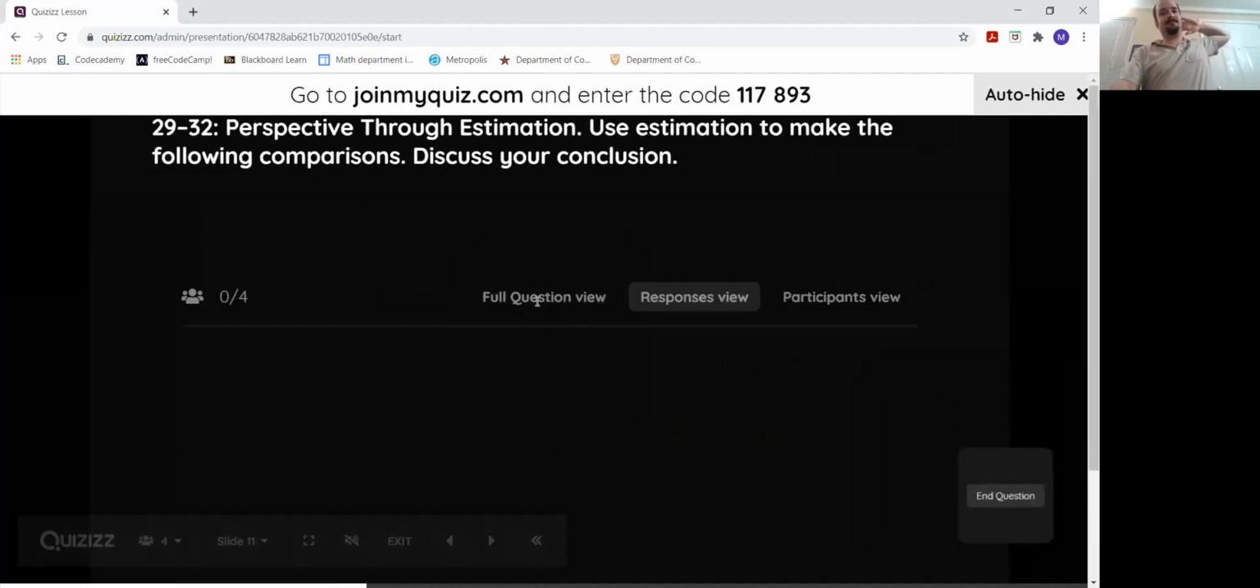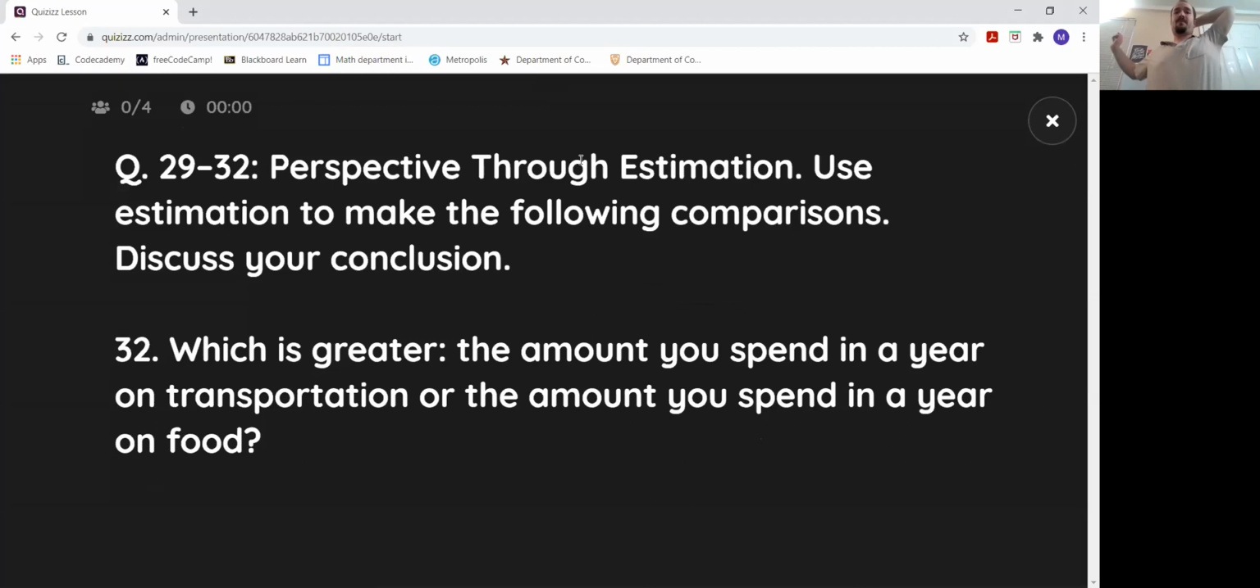This next one, perspective through estimation. Use estimation to make the following comparisons. Discuss your conclusion. Which is greater? Okay, so this is going to be something you're going to have to talk about. I'll do a little bit of a breakdown. Which one do you think you spend more on? Transportation or food?